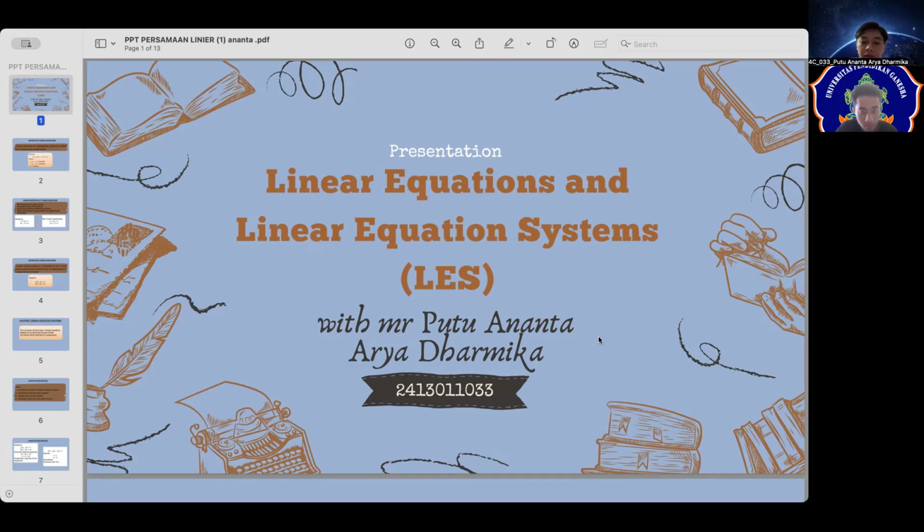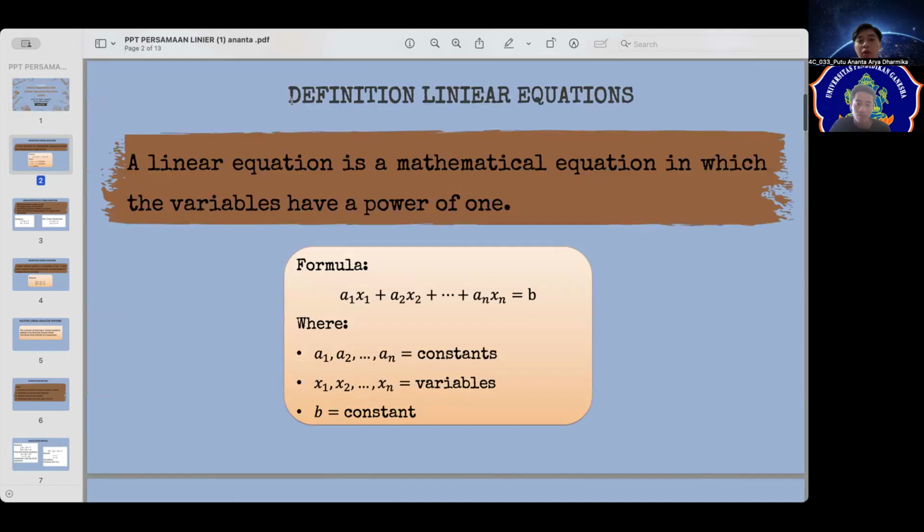However, mathematics provides a way to solve such problems using linear equations and linear equation systems. So today we will learn about linear equations, their characteristics, and how to solve a system of linear equations. Are you ready? Ready, sir. The first material is the definition of a linear equation.